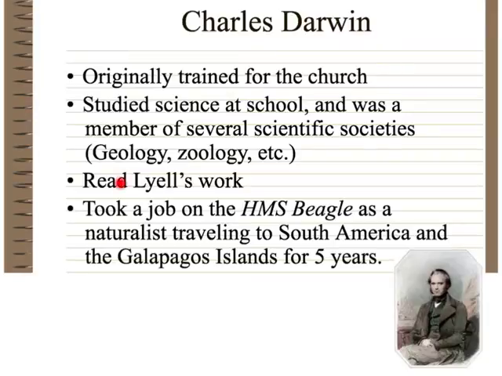He had read what Lyell said, because he was an amateur geologist, he'd already read Lyell and he knew what Lyell had to say about the age of the Earth. He decided not to go into the church. Instead, since he was studying science, after he graduated from university, he took a job on the HMS Beagle, which was a cartography ship. So it was a ship that was out to make maps along the coast of South America. And he was also traveling to the Galapagos Islands.